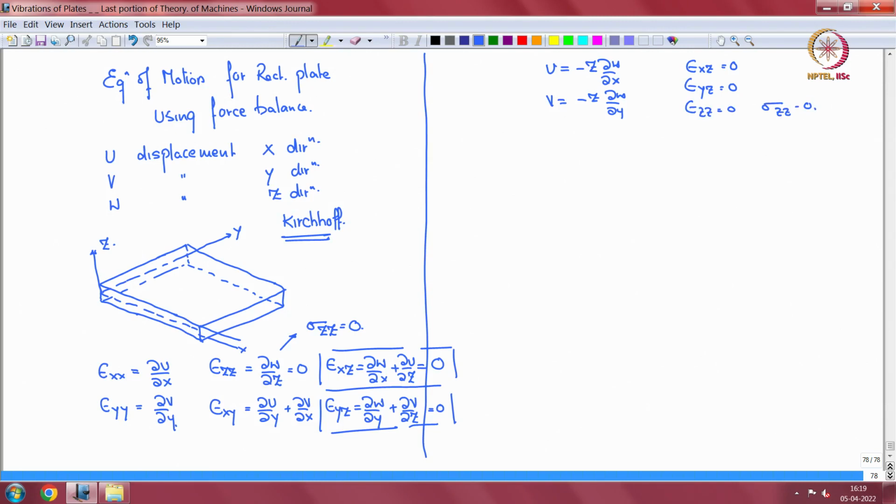So what happens to my epsilon xx? It becomes equal to minus z del 2 w by del x square, epsilon yy is minus z del 2 w by del y square, and epsilon xy is minus 2 z del 2 w by del x del y.